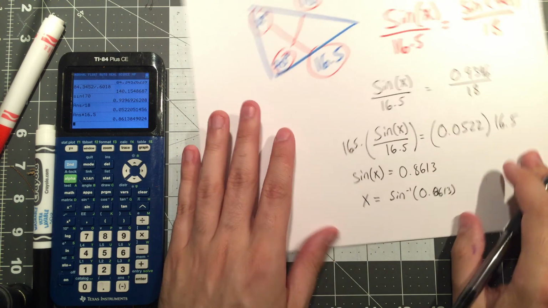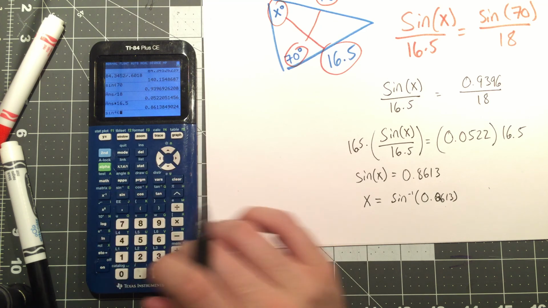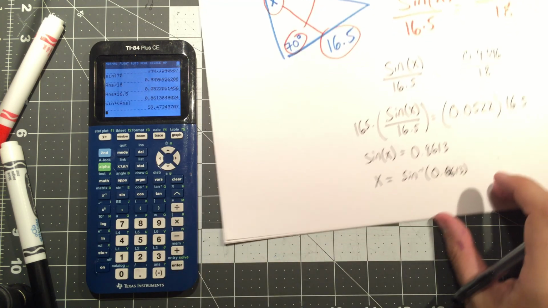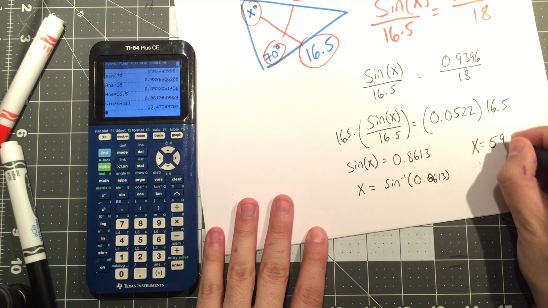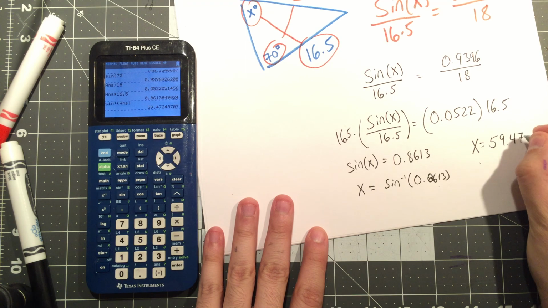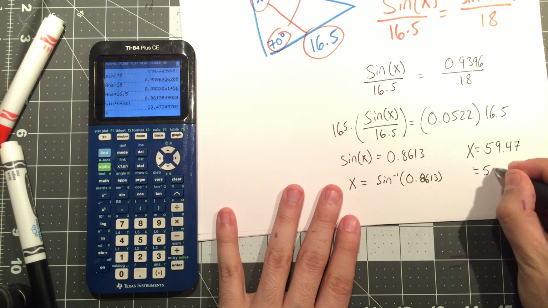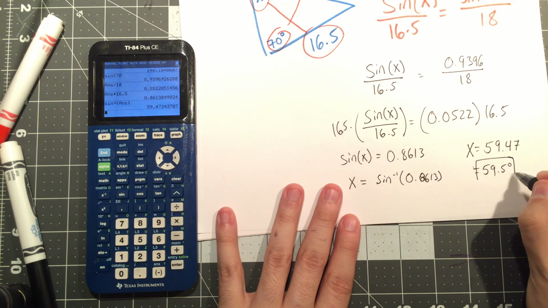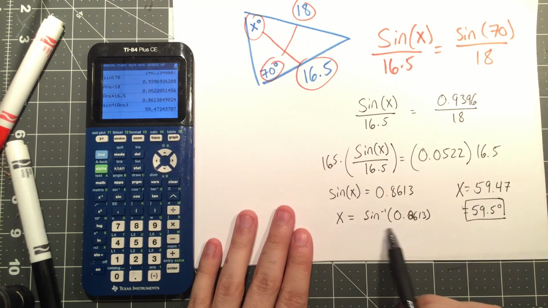0.8613. So I'm going to go over here, second mode, or second sine. That's going to give me this inverse sine. And then I'll plug in that decimal. And my x is 59.47. And that is an angle. So I'll round that to 59.5 degrees.